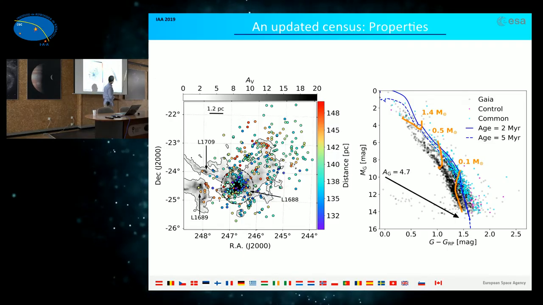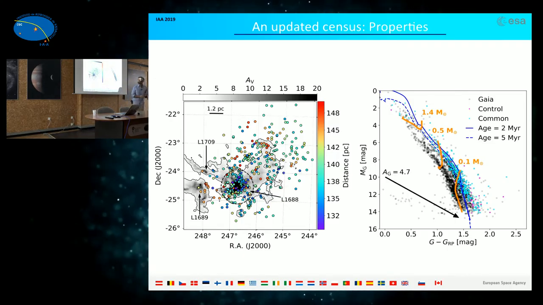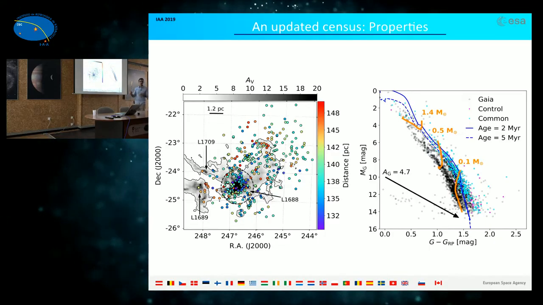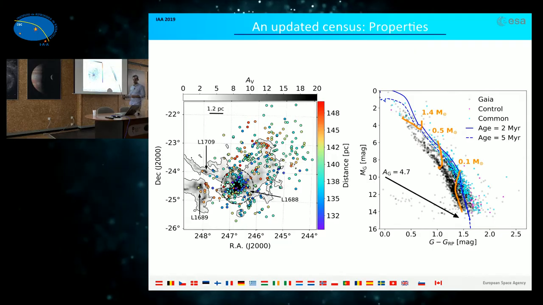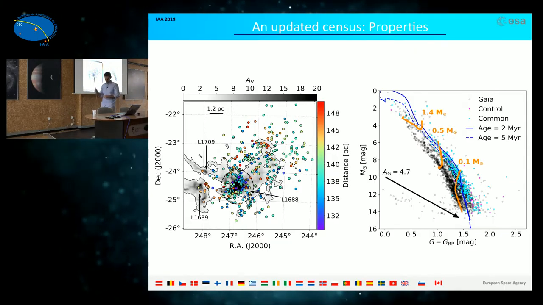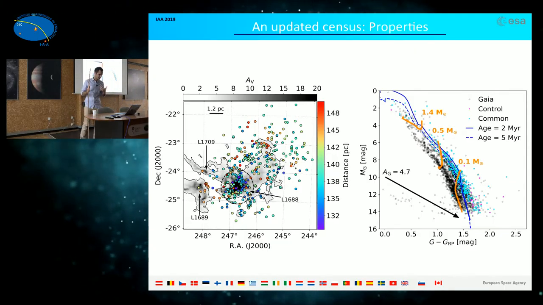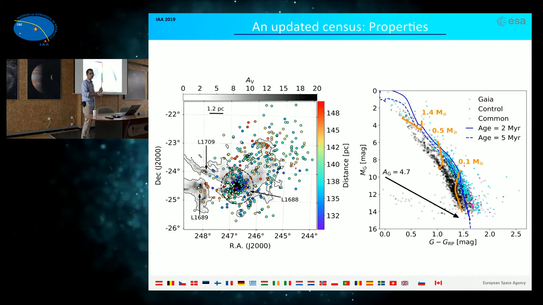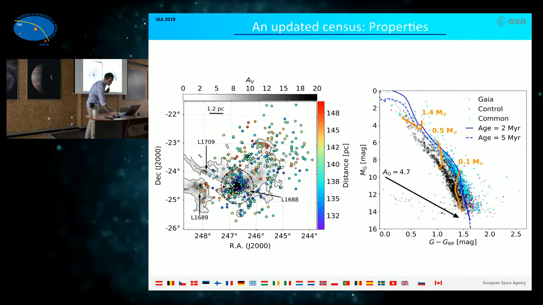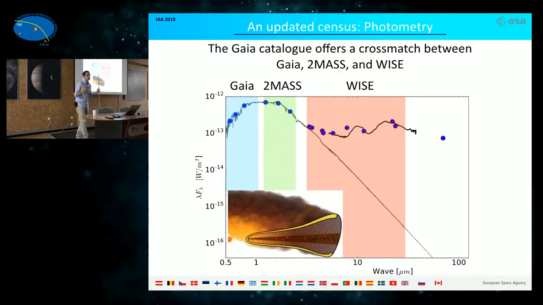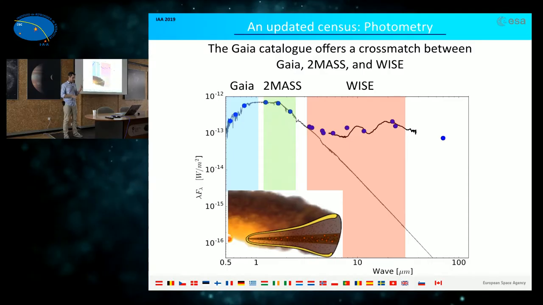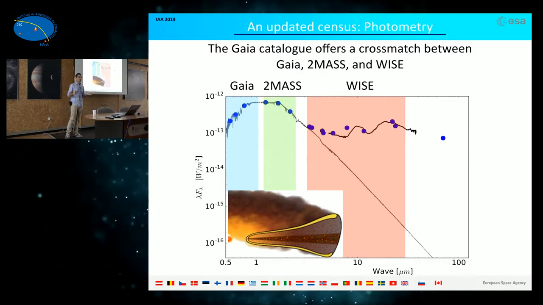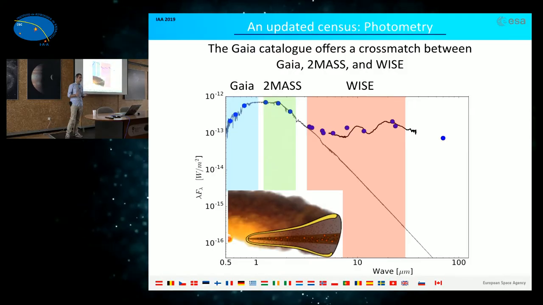Also, the age of our sample is consistent with published values, 2 to 5 million years. So everything is kind of consistent. I was really happy to see this. And now, since at the beginning of the talk I said I'm interested in the disks, because that's actually my past formation: in the Gaia archive, they have done an excellent job cross-matching the Gaia catalog against other all-sky catalogs, like the 2MASS and the WISE infrared catalogs.